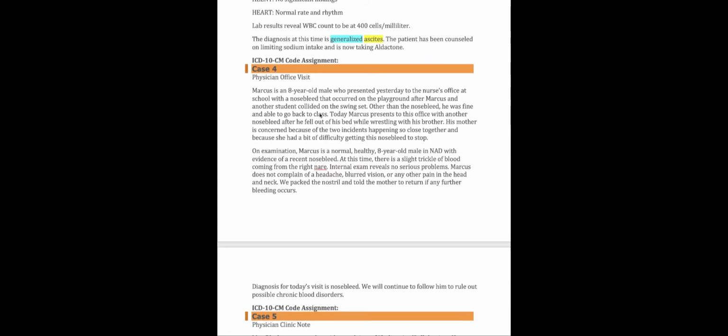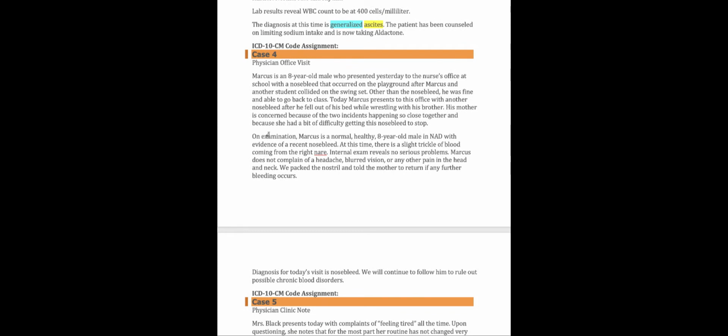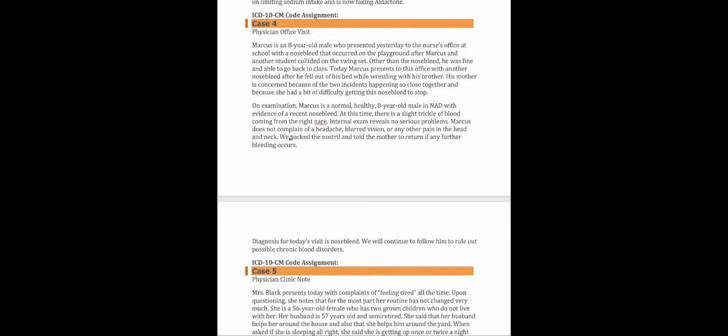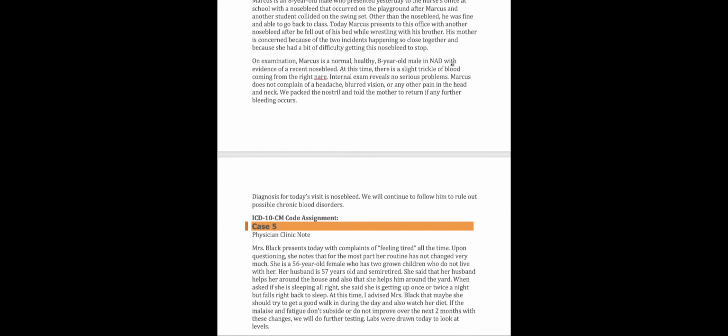So case study 4, 8-year-old male presented yesterday to the nurse's office at school with a nosebleed that occurred on the playground. Collided with another kid. Other than the nosebleed, he was good. Went back to class. On exam, he's a normal, healthy 8-year-old male with evidence of a recent nosebleed. This time, there's a slight trickle of blood coming from the right ear. No serious problems. Does not complain of a headache.